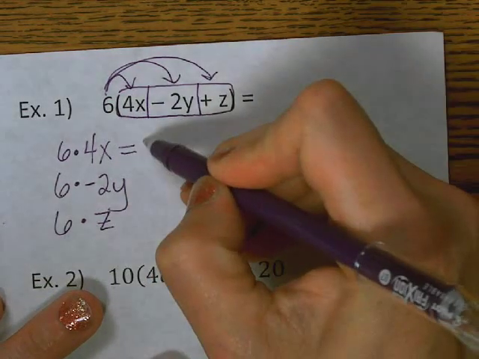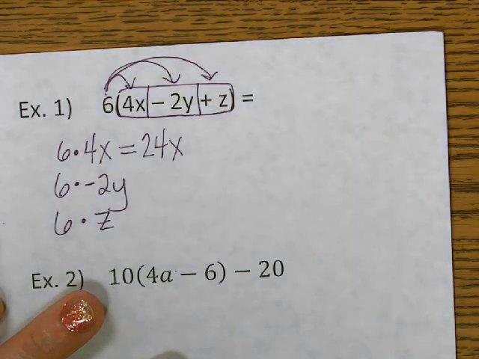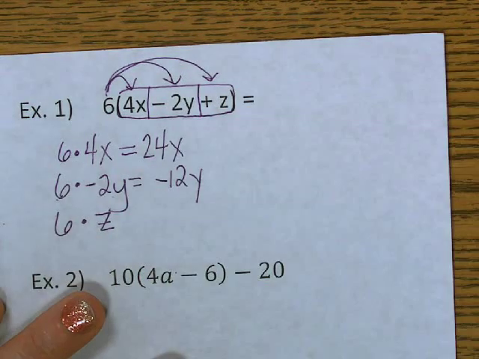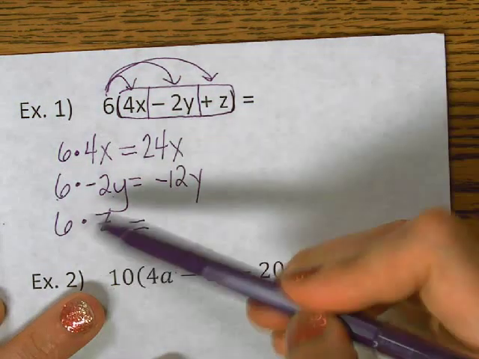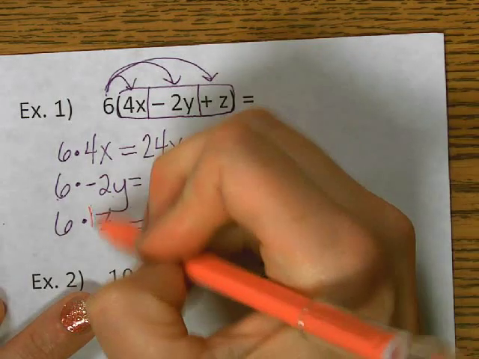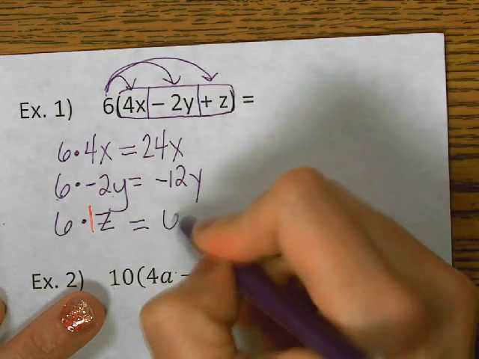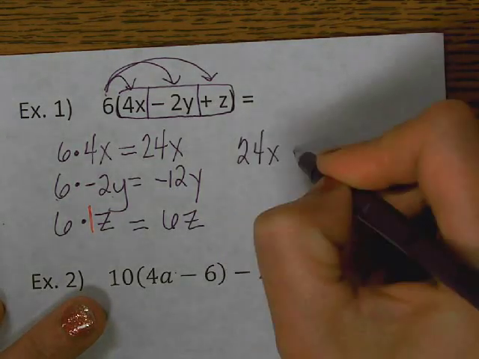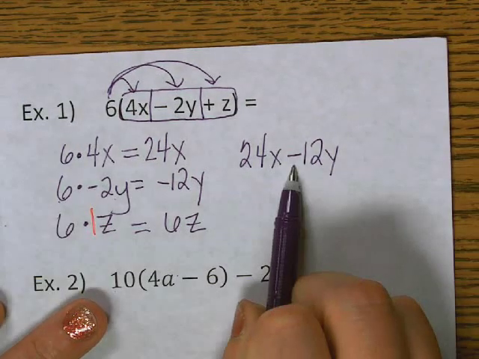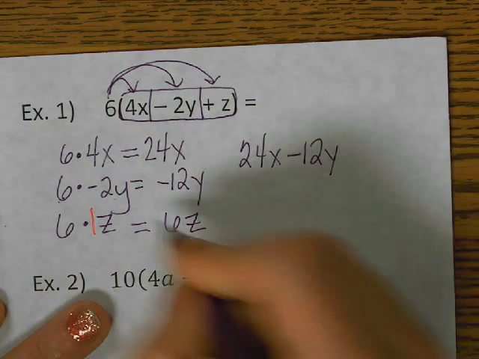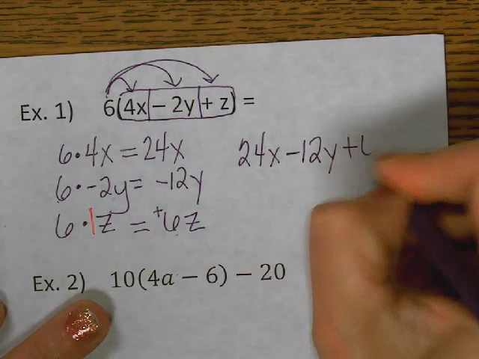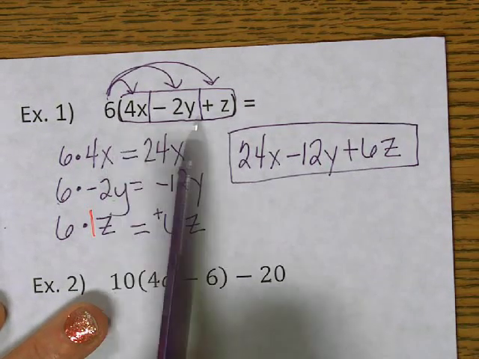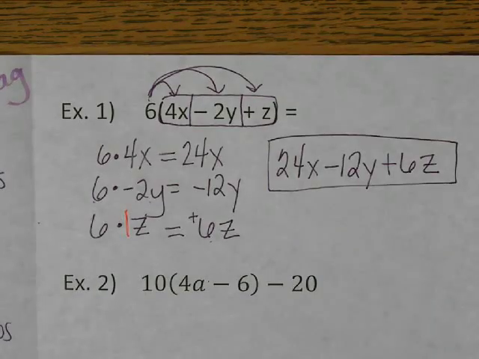So 6 times 4x is 24x. 6 times negative 2y is negative 12y. And 6 times z, well, remember there's a 1 hiding right here. 1z is going to be 6z. And then we just put them all together. So it's 24x, negative 12y, which turns into a minus sign. And what kind of 6z is this? It's positive. So plus 6z. So once again, if you have more than 2 terms inside, you're just going to multiply it all 3 times.